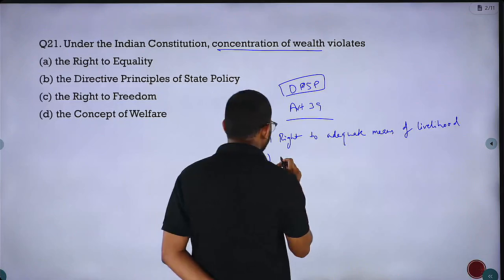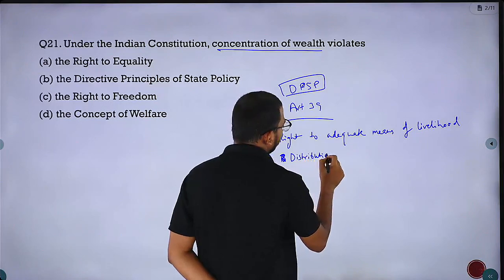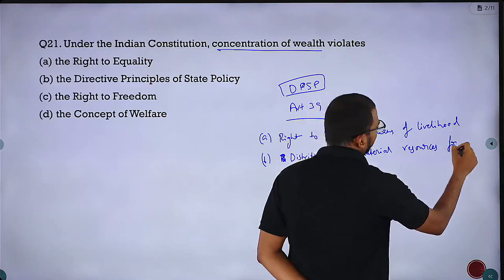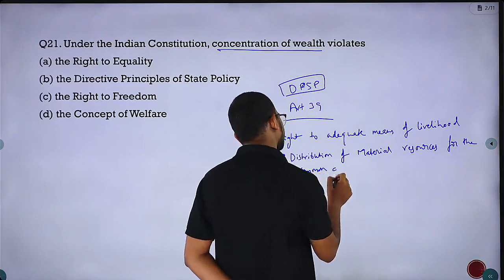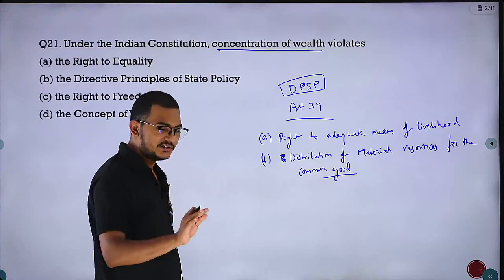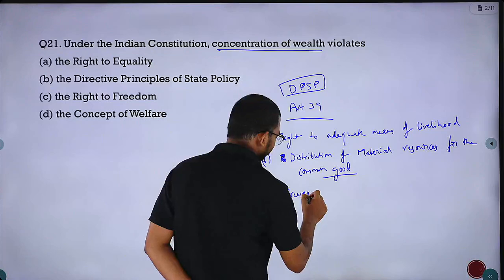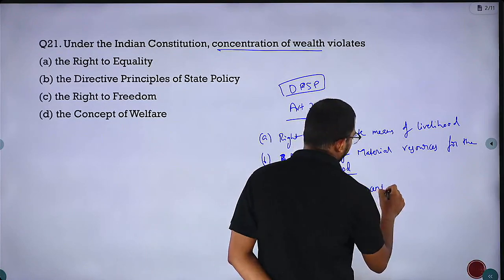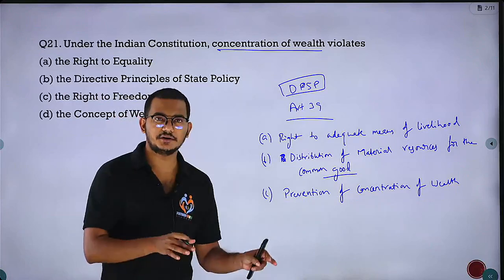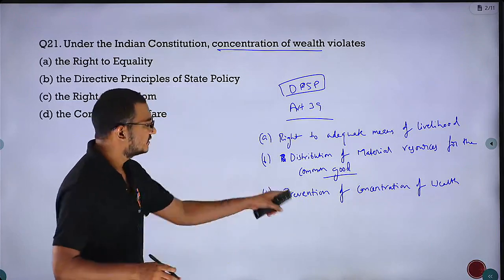The second one is distribution of material resources, which means the land, water, air, material resources for the common good. The state should distribute the material resources for the common good, like only one person shouldn't be holding thousands of acres. Each and every person should hold minimum 1 acre. The third one is prevention of concentration of wealth. It shouldn't be that only a few people are rich and all the remaining people are poor. Each and every person should have some amount of money. So this is the prevention of concentration of wealth.